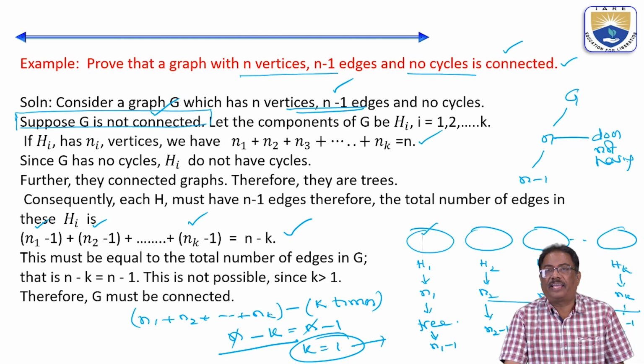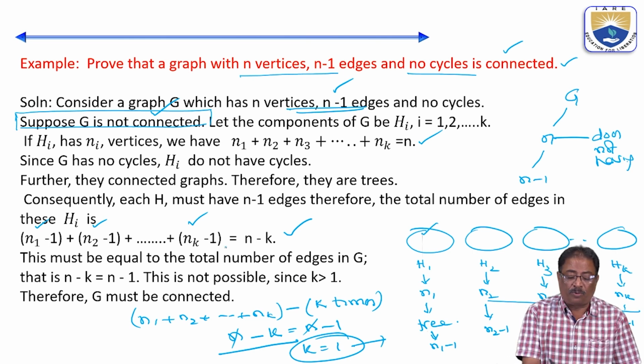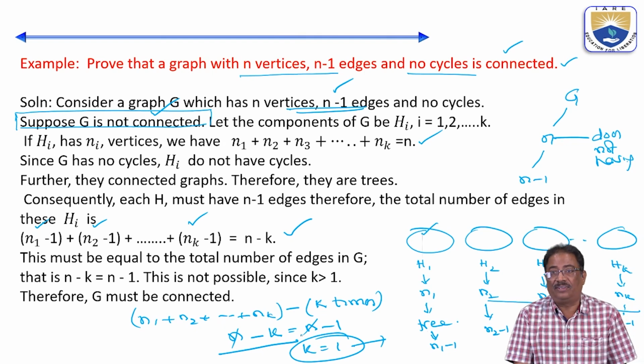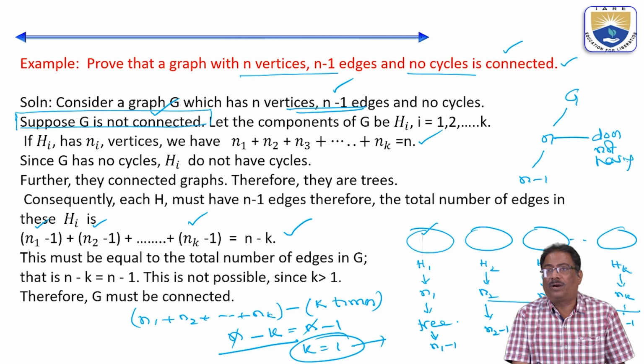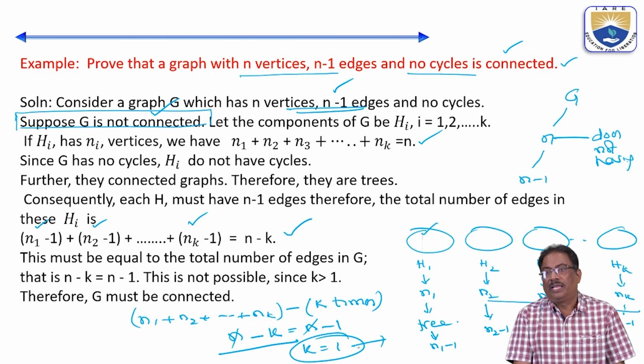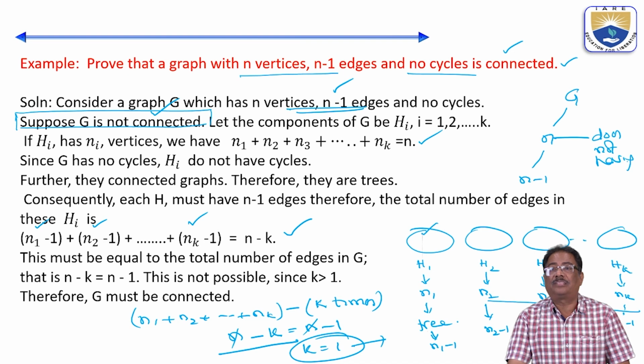Next, each and every subgraph does not have any cycle, so it is nothing but a tree. So each one will have n1 minus 1 edges, n2 minus 1 edges, n3 minus 1 edges and so on. If I add all of these, we get n minus k edges. But what is given in the problem itself? It has n minus 1 edges. So n minus k must be equal to n minus 1, so we get k equal to 1. K equal to 1 means the number of components equals 1.